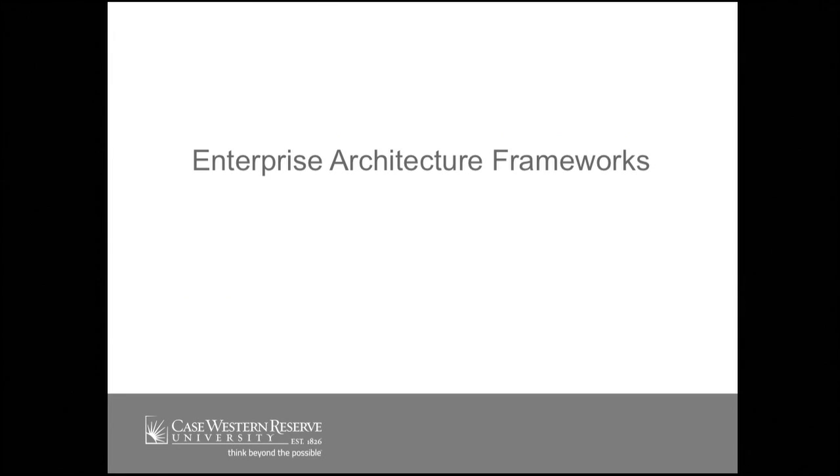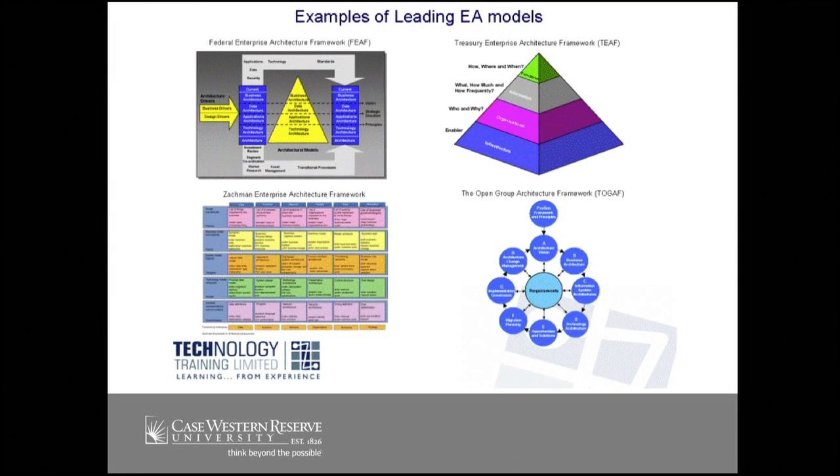So the first thing that you want to do when you create an enterprise architecture practice is select a framework. And currently there are about 20 different frameworks available. And here are 4 of them that are pretty highly recognized. The one at the top left is called the Federal Enterprise Architecture Framework, and this framework is used by a lot of government agencies throughout the United States.